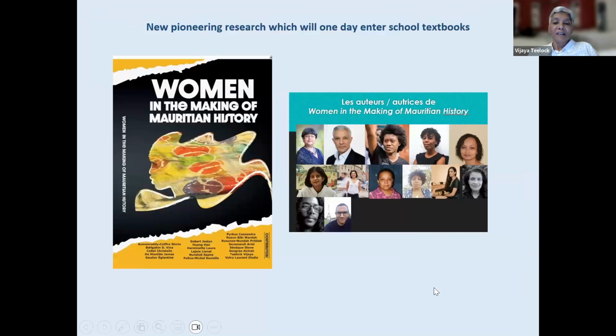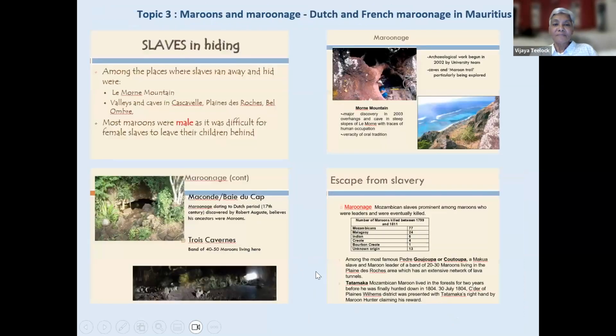share with you. And this is the first book written on the history of women. We published this during the pandemic, so it was published online. So we've now produced a second edition, which hopefully will be available in bookshops in the next few weeks in Mauritius. So we have researchers from all over the world who participated in it, and we hope to continue producing further volumes. The third topic Elsa wanted me to talk about was marooning and marronage.